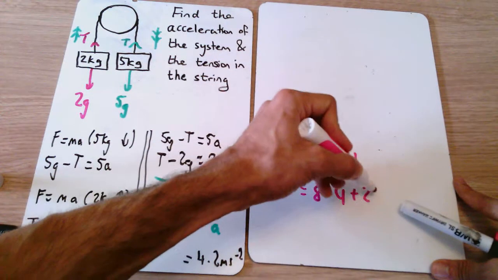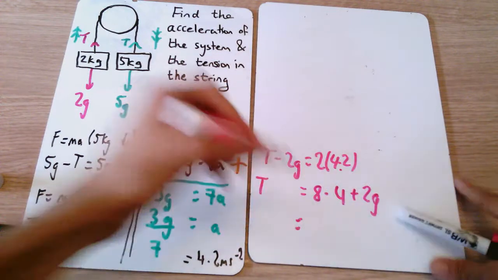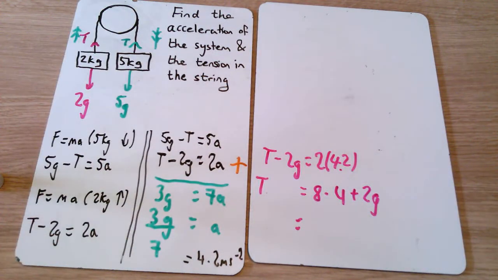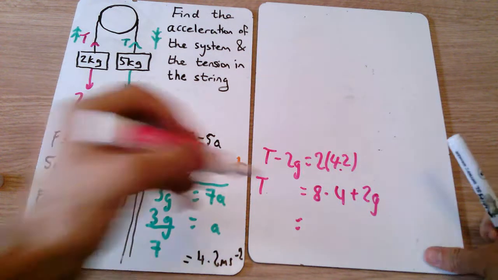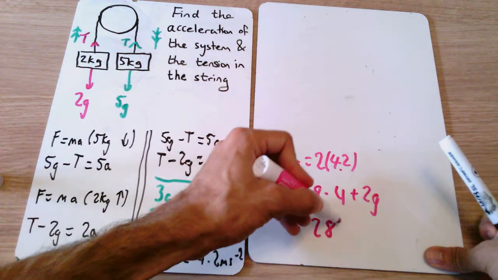plus 2g. Now 2 times 9.8 is 19.6, and then if you add onto that the 8.4, you get a value of 28 newtons. And that's it.